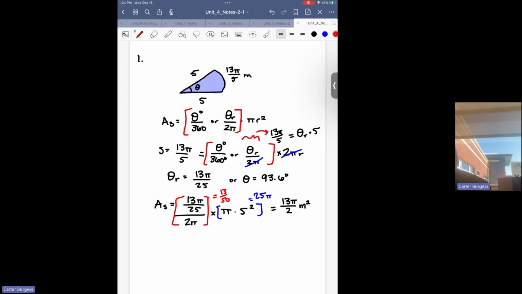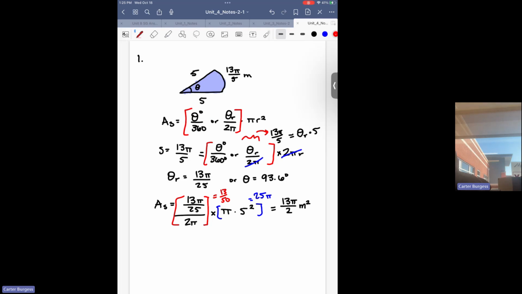But certainly we also could have divided by 2 pi on both sides and then multiplied by 360 on both sides, and that would also work. That would give you the theta in terms of degrees, which is 93.6. That is a perfectly fine way to do it. That's totally fine. That works.